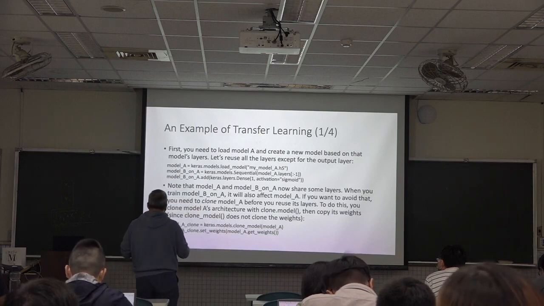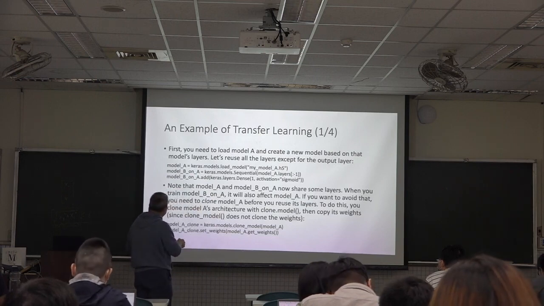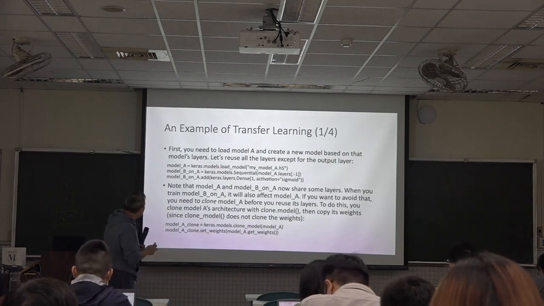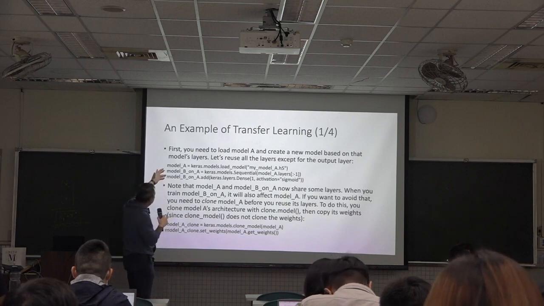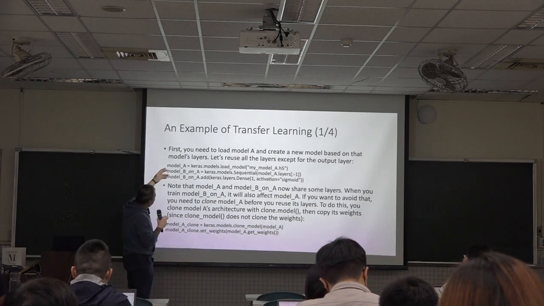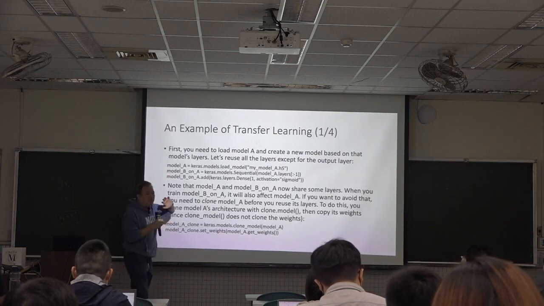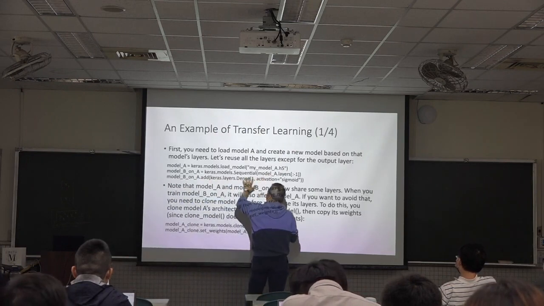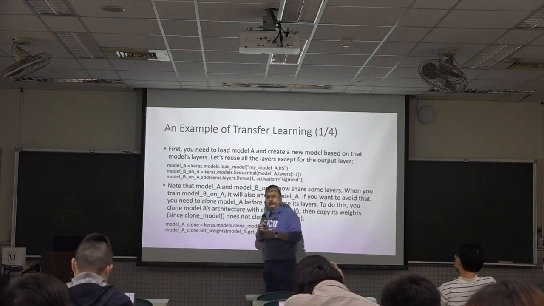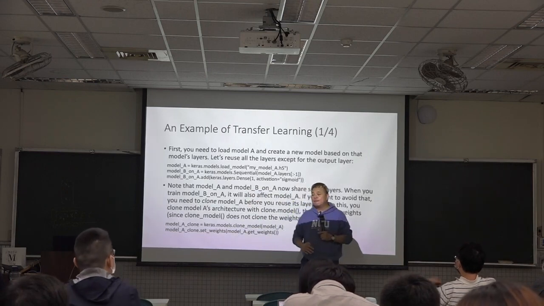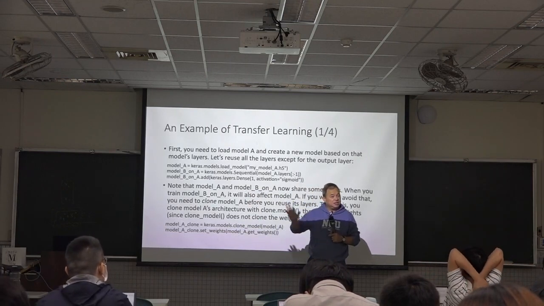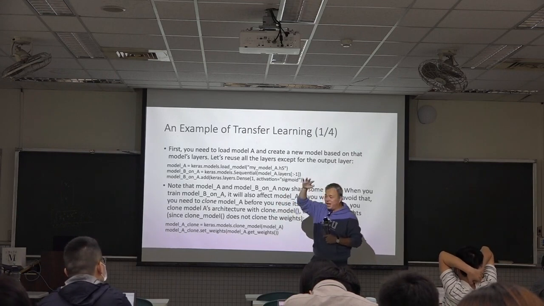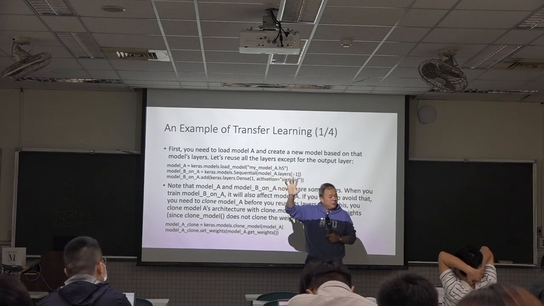This is one way to do it, but keep in mind, whenever you train your model B on A, at the same time you will modify model A, because model B on A and model A share the lower layers. This is not a simple copy. They share the lower layers. So when you train model B on A, model A will also be modified.